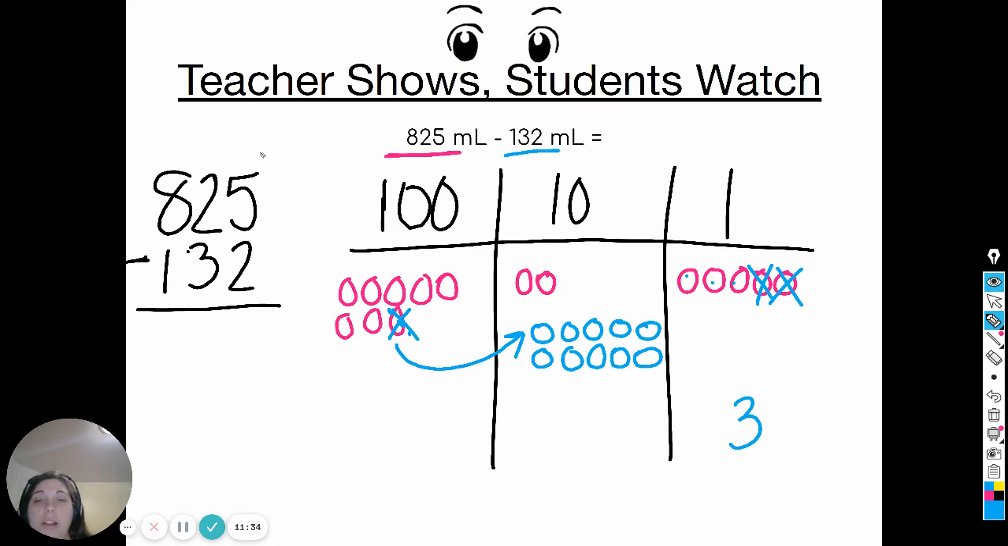Let's look at how that looks over here on our standard algorithm. In the hundreds place, we don't have 8 anymore. Now we only have 7 because we took one of them away. Let's look over here in the tens place. We don't have 2 anymore. Now we have 10, 11, 12. So let's cross out the 2. Now we have 12.